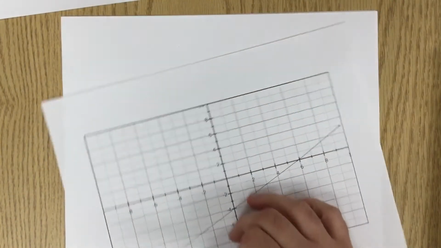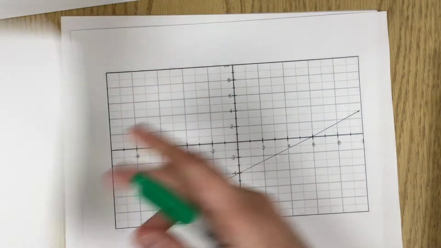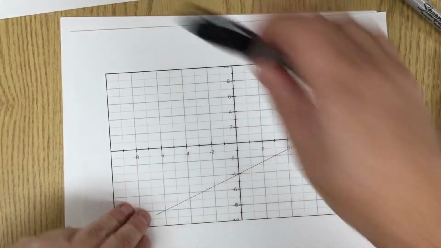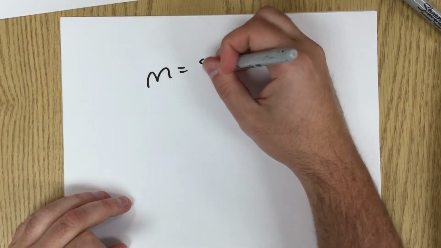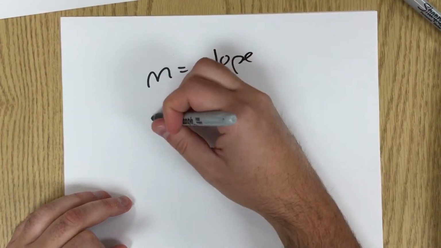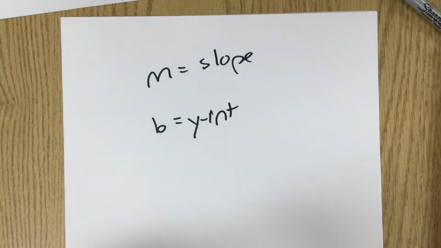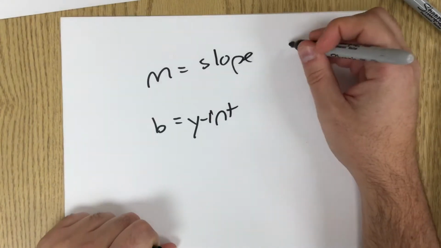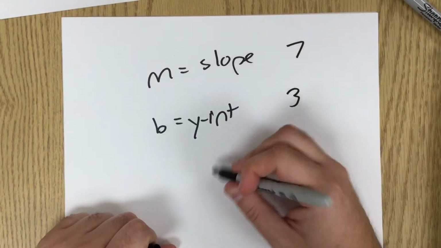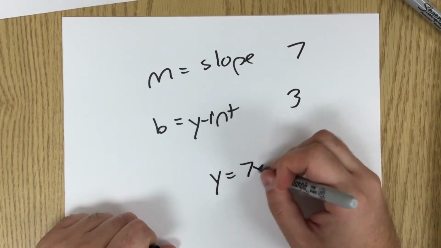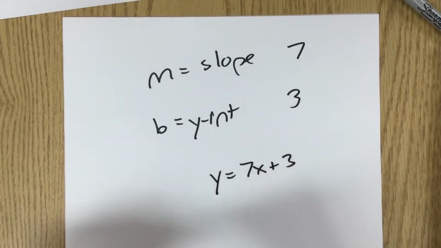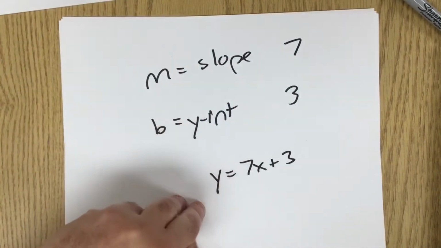As a recollection, before we get to the graph, in order to get y equals mx plus b, we need to know the slope, and we need to know the y-intercept. And once we know those two things, we can figure out the equation. So for example, if the slope is 7 and the y-intercept is 3, the equation is y equals 7x plus 3. Let's get to the graph.